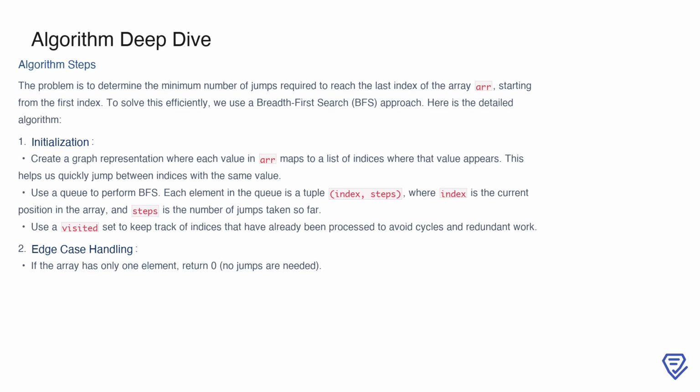Next, we set up a queue for the BFS, where each element is a tuple containing the current index in the array and the number of steps taken so far. Additionally, we use a visited set to track indices that have already been processed. This prevents cycles and avoids redundant computation. Finally, we handle an edge case. If the array contains only one element, no jumps are needed, and the result is simply 0.